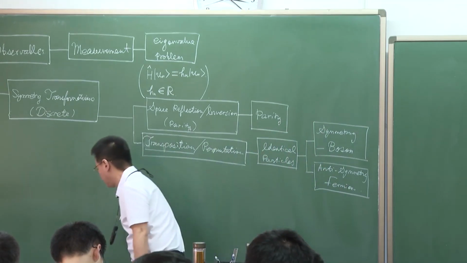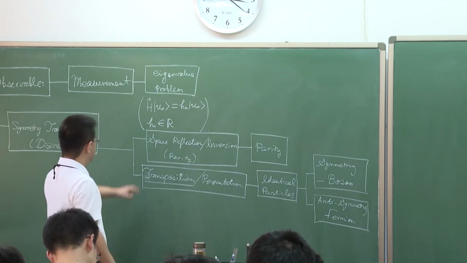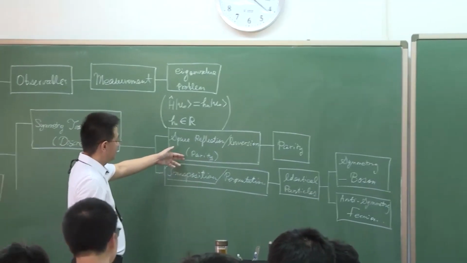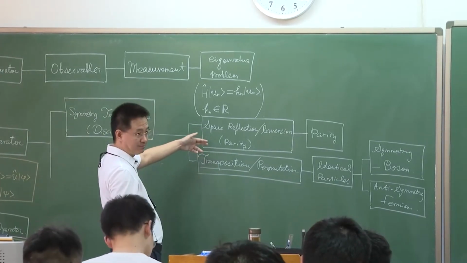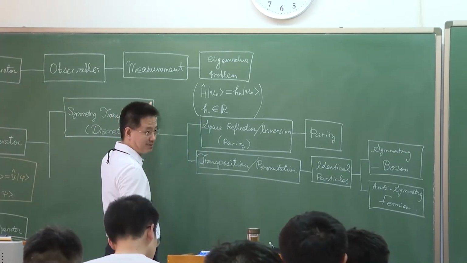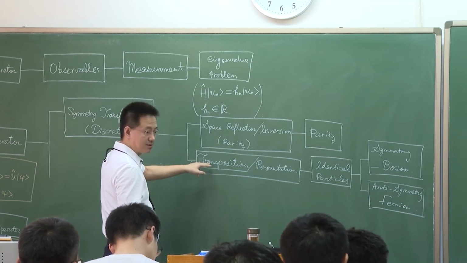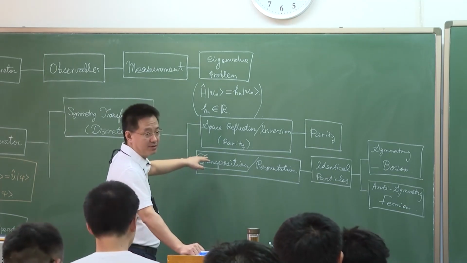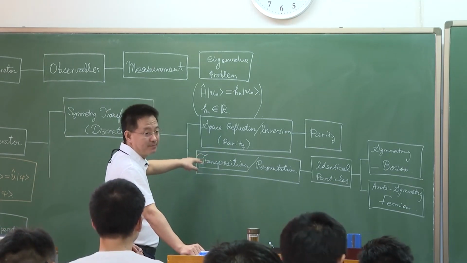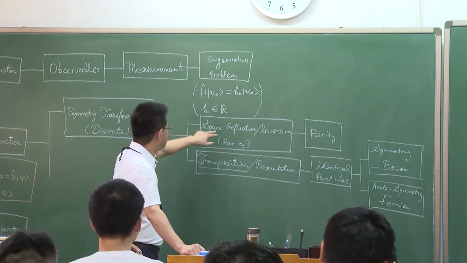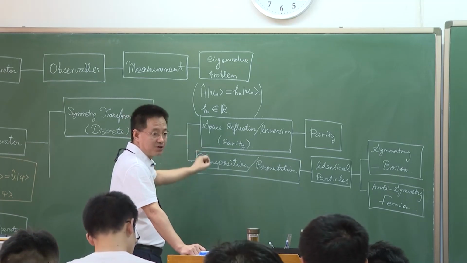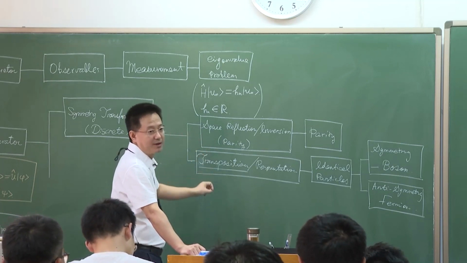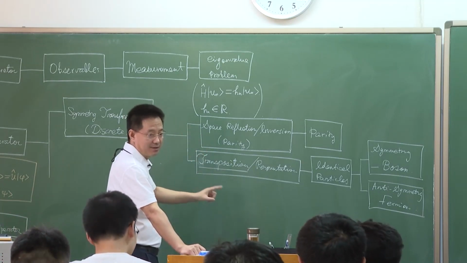We know that the space reflection or parity operator is a unitary operator, and also a Hermitian operator. And transposition is a unitary operator, and also a Hermitian operator. So both of these are Hermitian, unitary and involutory operators, the trinity operators. Got my point?